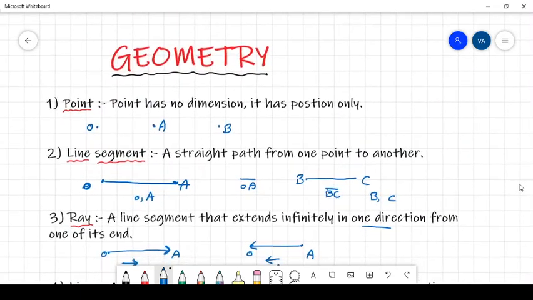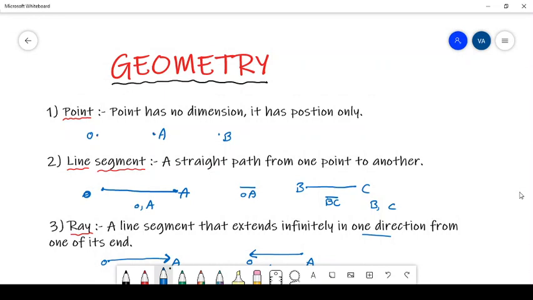First ఇక్కడ ఒకసారి మళ్ళీ చూడండి, geometryలో important points. First starting point. Point has no dimension. It has position only. ఇక డైమెన్షన్స్ ఏమి ఉండవు అక్కడ, లెంగ్త్ బ్రెడ్త్ హైట్ అనే నో డైమెన్షన్స్. It has just position. So points are like that. Point O, point A, point B. Points are denoted by capital letters or upper case letters.